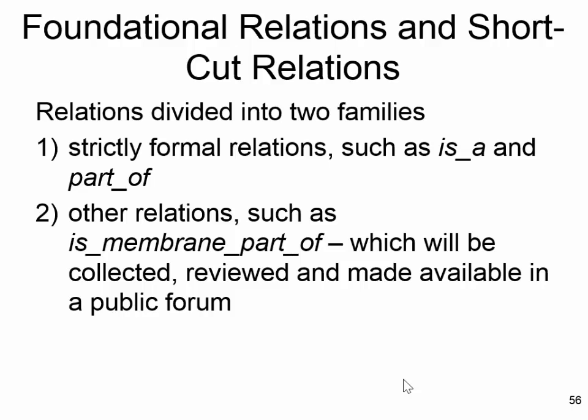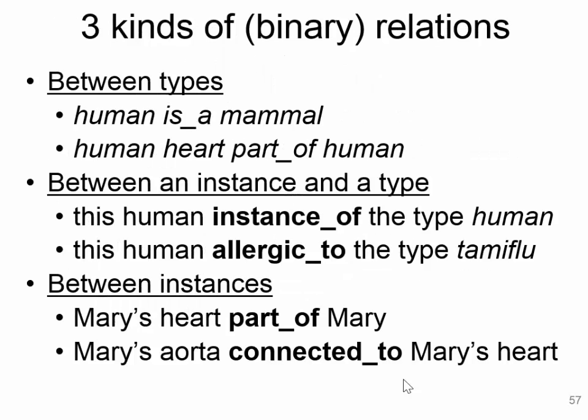But then there are what we call shortcut relations, which are defined in terms of foundational relations for specific domain purposes. So "is a membrane part of" means "is a membrane and is part of." That's its definition. These shortcut relations prove very useful when it comes to organizing domain ontologies, but they are in principle eliminable. You don't need them because you can just replace them with the expanded version of the corresponding relation.